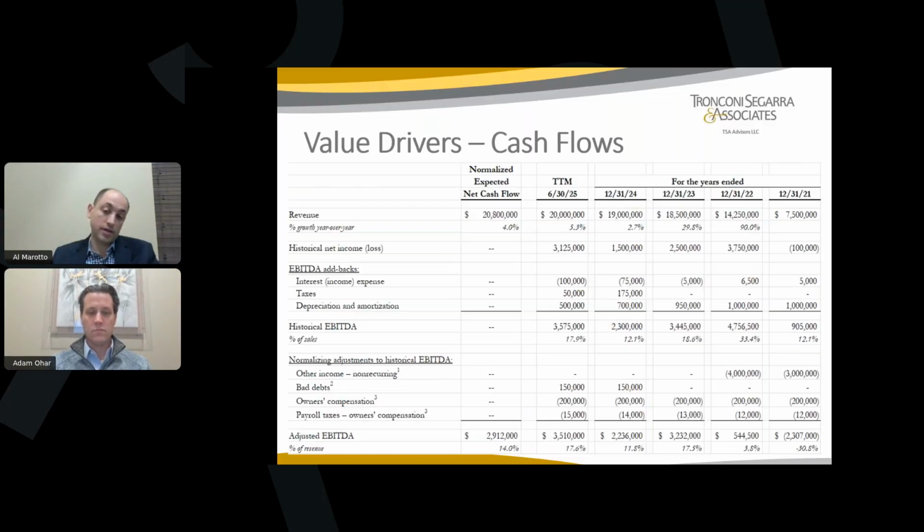And this is a good example of using a discounted cash flow versus capitalized earnings approach. You can see in 21 and 22, they were impacted by COVID. The revenue in 21 was 7.5 million, and then all of a sudden, for the trailing 12 months of 25, they're up to 20 million.